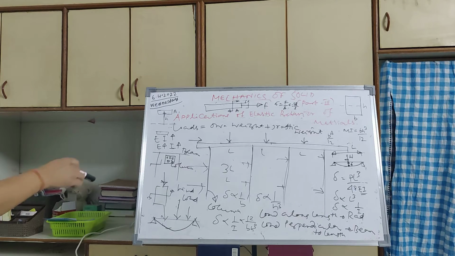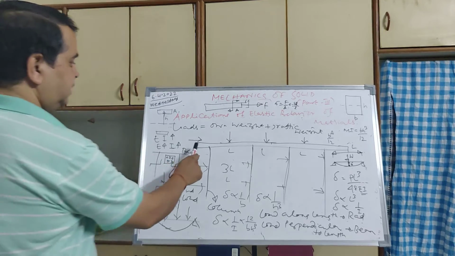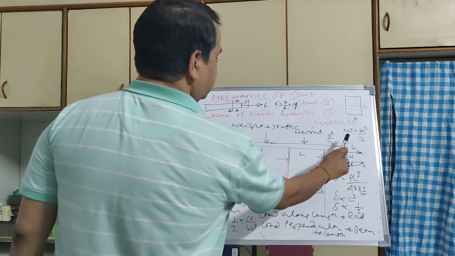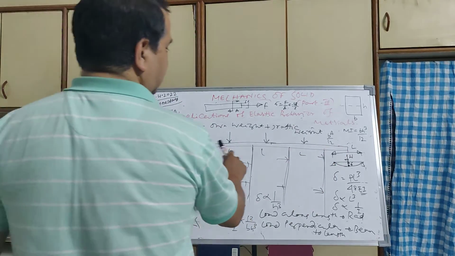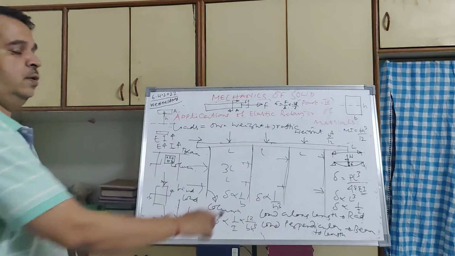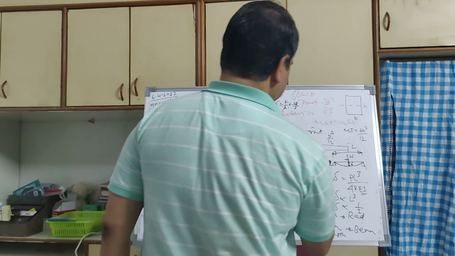So that is for buildings. Similarly, you can see a bridge. Let us say this is one side of the bridge, and this is the other side. This is the bridge, and this bridge is being supported at different locations. Like these are different columns.